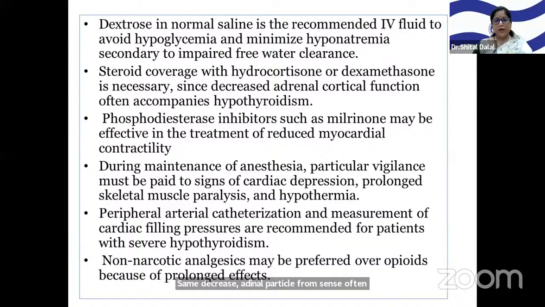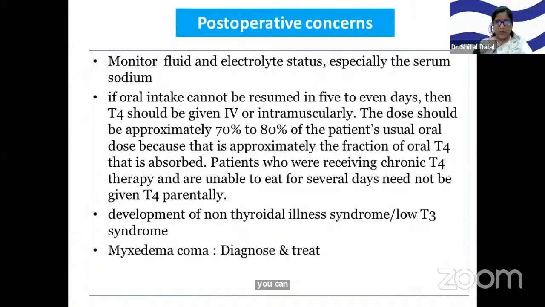Then phosphodiesterase inhibitors like milrinone may be effective in the treatment of reduced myocardial contractility. During the maintenance of anesthesia, particular vigilance must be paid to the signs of cardiac depression, prolonged skeletal muscle paralysis, and hypothermia. Peripheral arterial catheterization and measurement of cardiac filling pressures are recommended for the patient with severe hypothyroidism. Non-narcotic analgesics may be preferred, as these are patients where you can use non-opioid anesthesia.